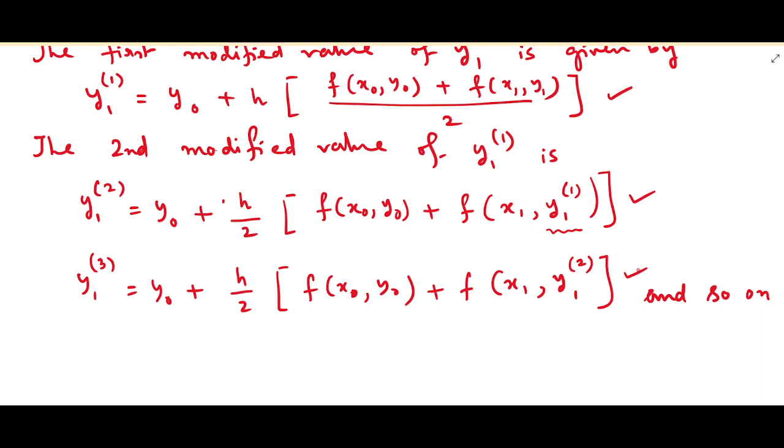Suppose the value you get in y1 to the power 2 and the value you get in y1 to the power 3 are the same. If both values are the same, then we stop here and that will be our answer. So that's why in Euler's modification method we need fewer steps. In the example we are going to show that. So we have a lesser number of steps here. It's very simple, don't worry. So let us go to the problem.